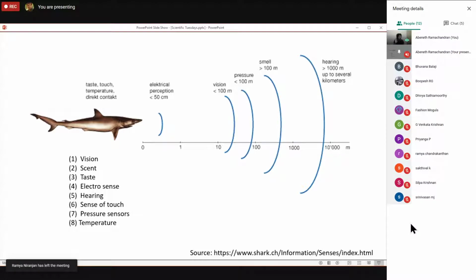Next is hearing. It is very good at hearing. Sense of touch: it has an outer skin that it can sense with. Pressure sensing is something very unique. We also use it somehow, but not to the extent of a shark. How? Okay, we are going in an aeroplane. How many of you have gone in an aeroplane?